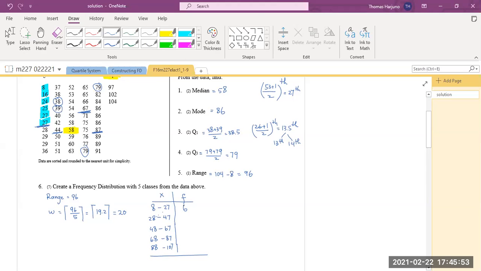28 to 47. 1, 2, 3, 4, 5, 6, 7, 8, 9, 10, 11. There are 11. From 48 to 67, 10, 11, 12, 13, 14, 15, 16, 17. There are 17 of them.